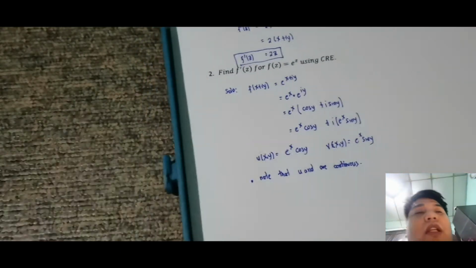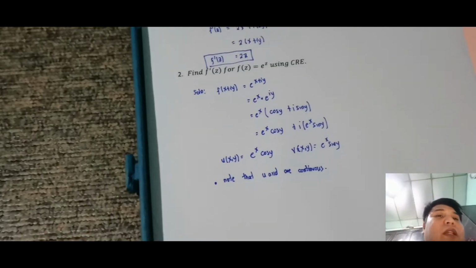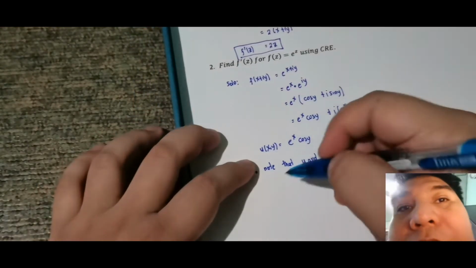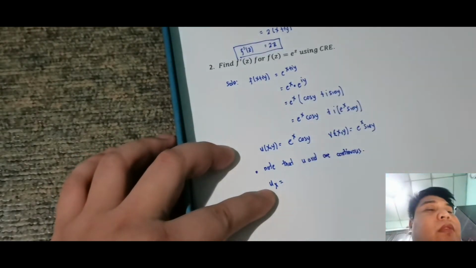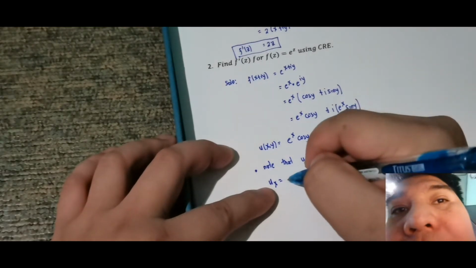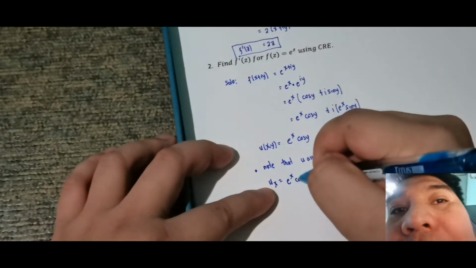Okay, so next is kunin natin yung partial derivative ng u with respect sa x, partial derivative ng u with respect sa y, then partial derivative of v with respect sa x and y. So ganun na kasimple. Tapos saka natin verify yung kanyang relation. So una, partial derivative of u with respect sa x is equal to, so e raised to x na yung differentiate, so copy lang siya. So this is only e raised to x cosine y.